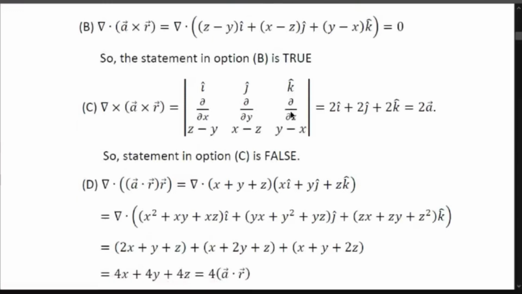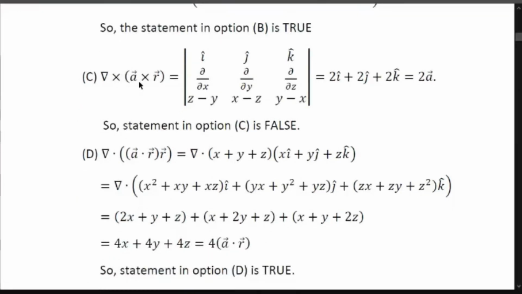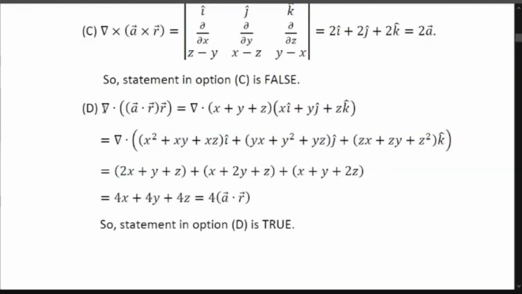So now let us move on to option C, which is del cross A cross R. Del cross A cross R is found out here. You will be getting 2i plus 2j plus 2k, which is 2 times the A vector, but in option C it is given as A vector, which is not correct, isn't it? Yes, so it is not correct. So that statement in option C is false. Next, option D, you can see the del dot A dot R times R is del dot x plus y plus z times x i plus y j plus z k.